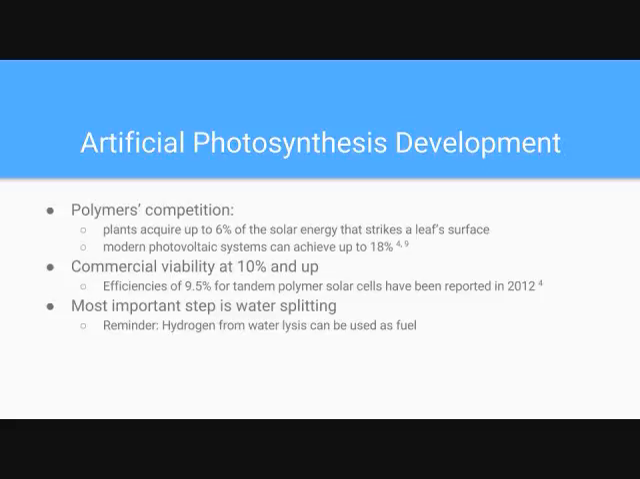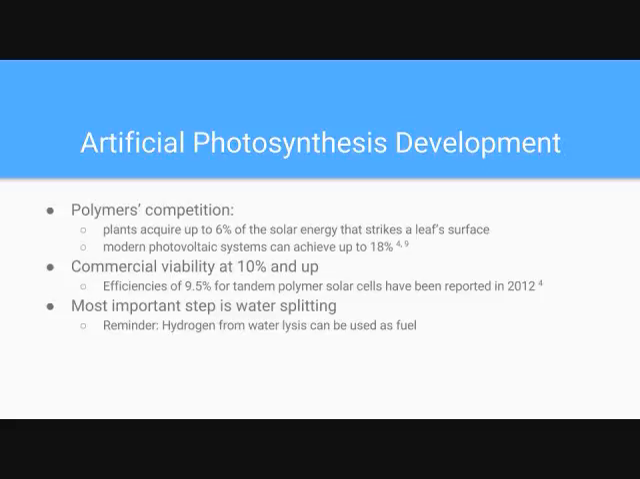Humans have been able to design photovoltaic systems that are 3 times as efficient as plants' leaves. But when it comes to polymers, there is a barrier that must be overcome before we are able to use them for photosynthetic purposes. In order for an energy conversion system to be commercially viable, it must be able to store at least 10% of the solar energy it receives. And as of right now, it has been reported that the highest polymers have achieved is a 9.5% efficiency, according to a 2012 study by SNR.